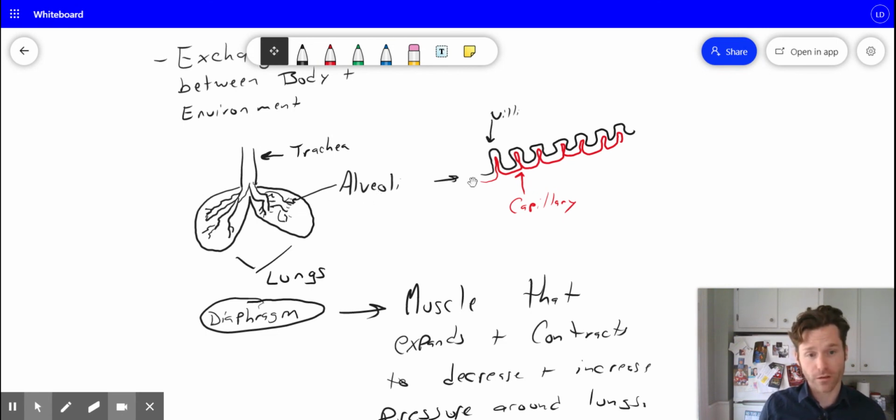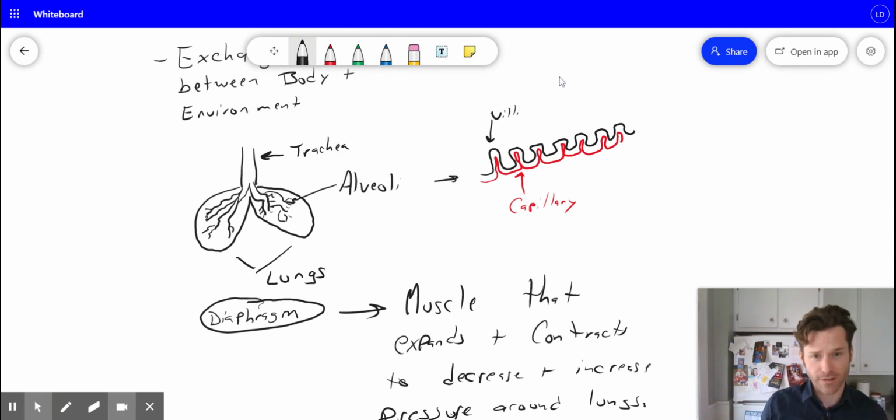The alveoli are structured with these folds all over them. They're tiny little folds, lots and lots and lots of them. Right? And inside each of these folds, the capillaries are running. Right? And so this is called a villi, these folds. This is not the only place you see villi. Right? We see villi in our digestive tract as well. But basically, they just increase the surface area so more stuff can go across it.